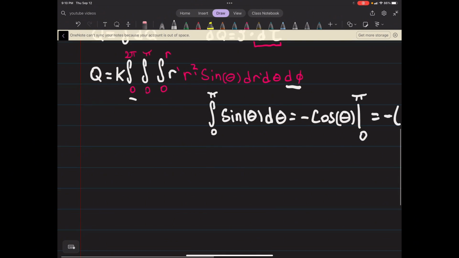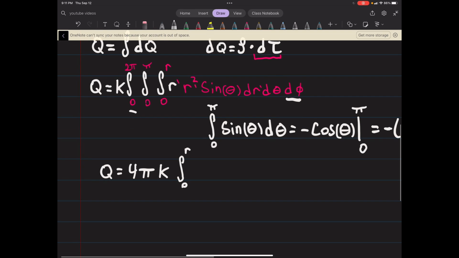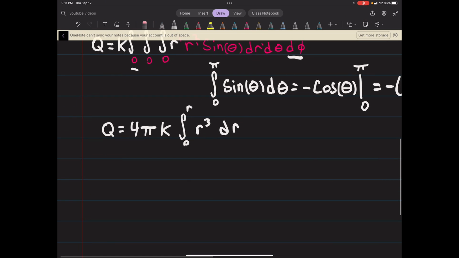So then Q is equal to 4 pi times k times the integral from 0 to r of r cubed dr. Once again, pretty simple integral. You'll get pi k r to the fourth. And this is really your enclosed charge. This is the enclosed charge from 0 to r.